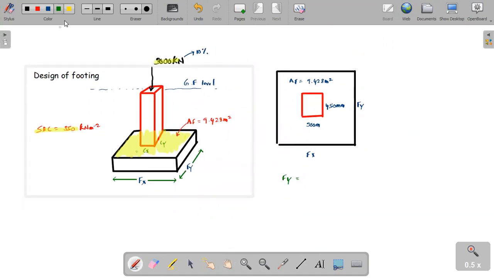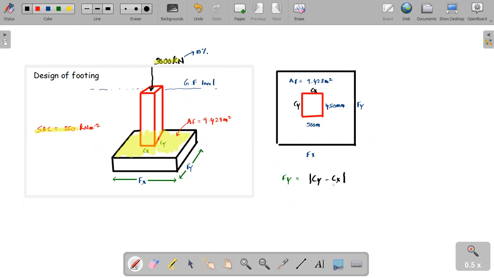Then to find Fy, you need to know Cx and Cy. That means the size of the column. We have this is Cx, this is Cy. First, to find the Fy, you need the difference of Cx and Cy. That means I will write Cy minus Cx. You can change this one. That's why I will take the modulus.